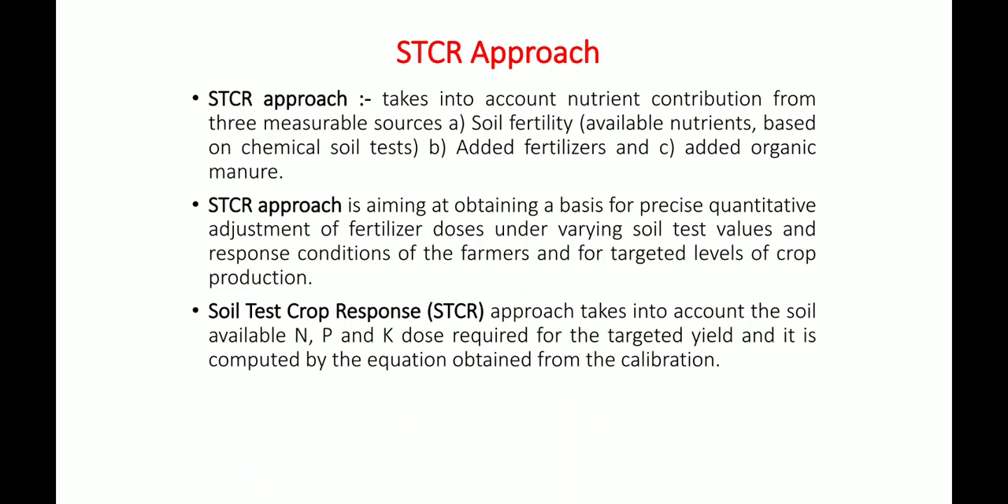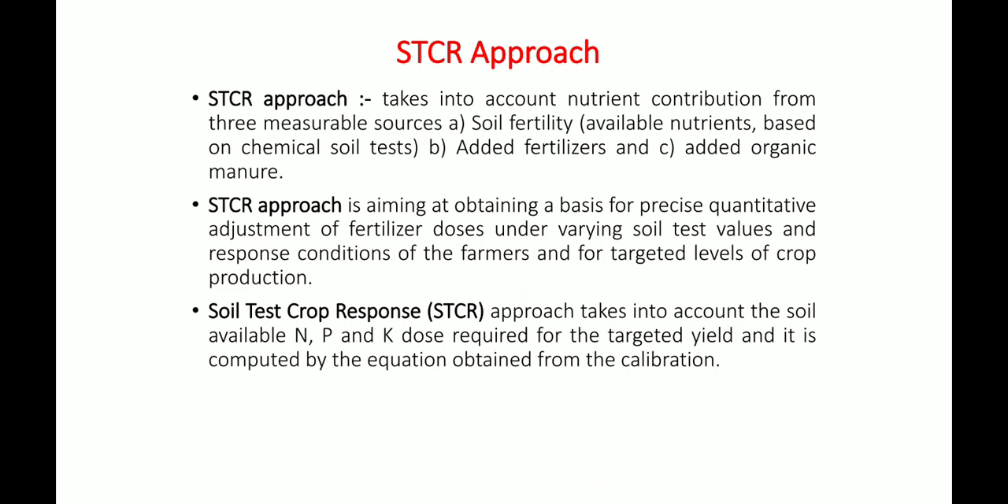STCR also aims at obtaining a basis for precise quantitative adjustment of fertilizer doses under varying soil test values and the response conditions of the farmer, and for target levels of crop production. As we know, the main aim of STCR is to make a quantitative adjustment of the fertilizer doses required by the specific crop at its responsive stages. The nutrients are then applied as per the soil test values, initially before sowing and after harvesting, and the response conditions of the farmer's specific crop depend on reaching the target levels of crop production.